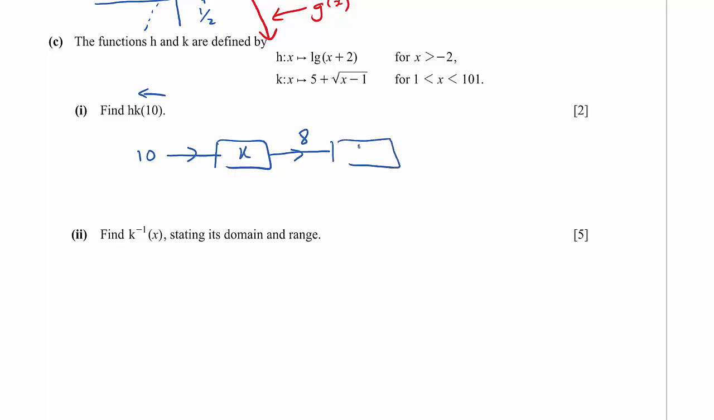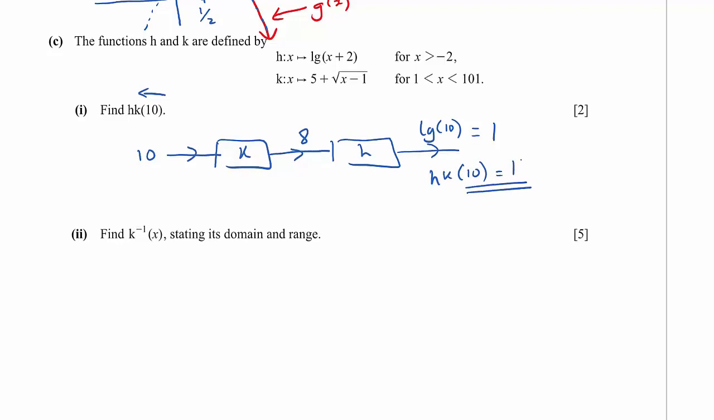We're then going to put that into h. So 8 plus 2 is 10. So that ends up being log 10. That's log to the base 10 of 10, which is equal to 1. So we can say h of k of 10 is equal to 1.